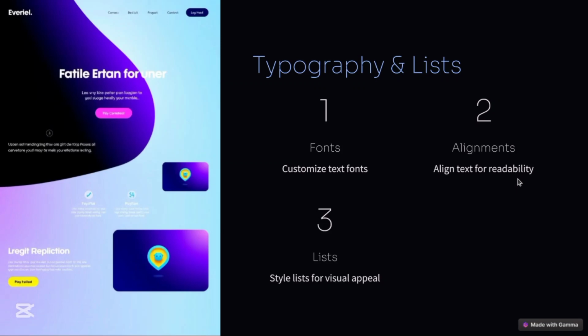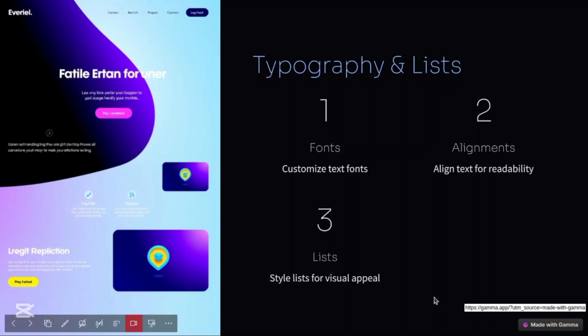Then moving on, we'll tackle what we call typography and lists. This is where we encounter fonts, alignments, and lists. So you can customize text fonts, align text for readability, and style lists for visual appeal. When we talk of a list, this structurally is composed of a list container element filled with items, things to do with UL or OL, then the LIs, which are the list items. We are going to see how to work with them right here.